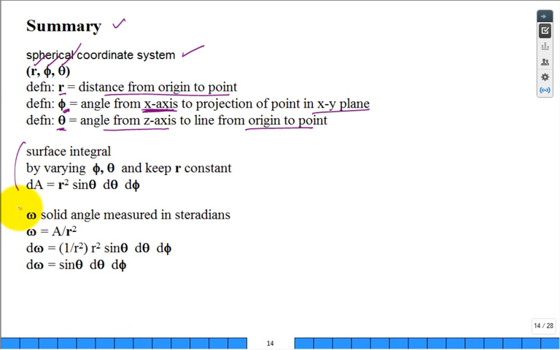How to do a surface integral? If you wanted to, you could do a volume integral by varying r as well. And then how to do solid angle calculations. Omega is A over r squared, or d omega. This is a big equation right there. The little solid angle is the sine of the angle times d theta d phi. Okay. All right. You are primed to continue.